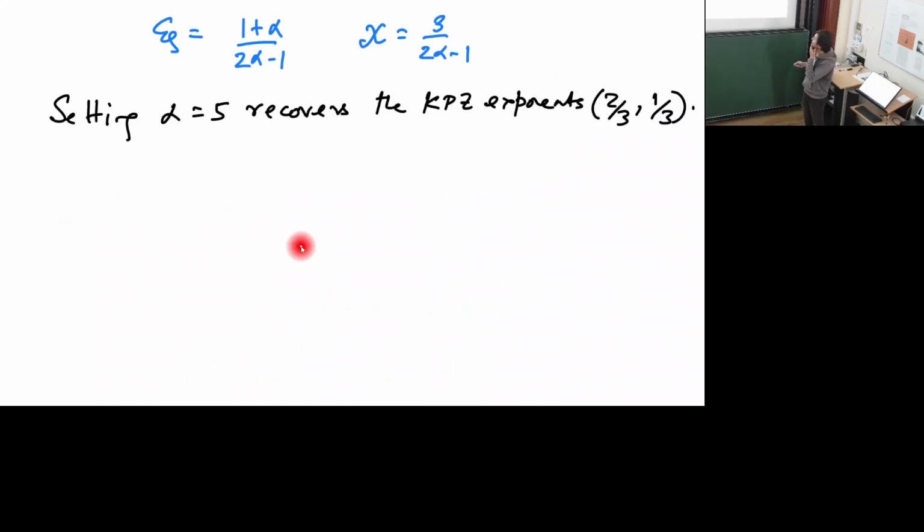Then you can plug in alpha equal to 5 to see that when alpha is 5, you get the 2/3 and 1/3 back, which is the KPZ result that I showed a few slides back. What this indicates is that as alpha ranges from, let's say, 0 to 5, you get a bunch of exponents, and from alpha 5 onwards, you are back to the KPZ regime.